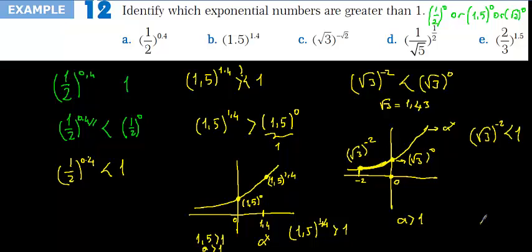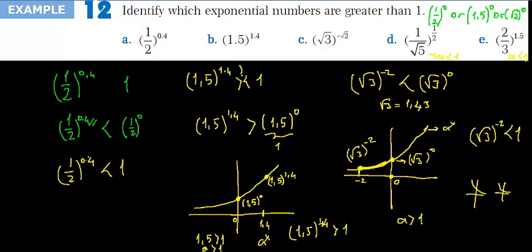Yes, the rest will be homework for you. D1 and E1 you may easily compare by checking whether the base is greater than 1 or not. Here you need to know only this one, 1 over root 5. For this number, a is smaller than 1, and 2 over 3, here also a is smaller than 1. So you are going to always use decreasing graphs for those.